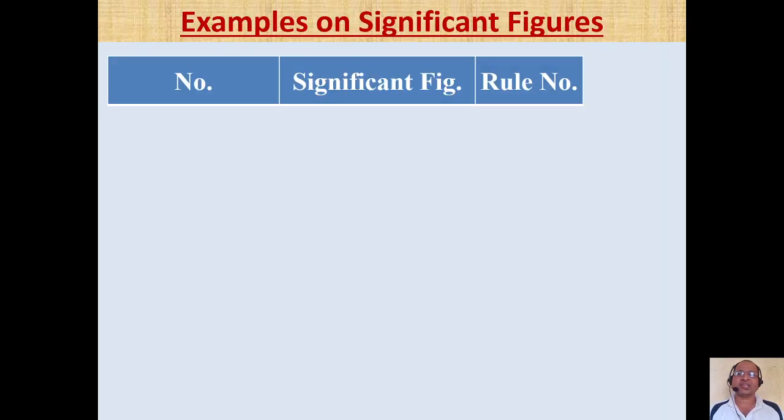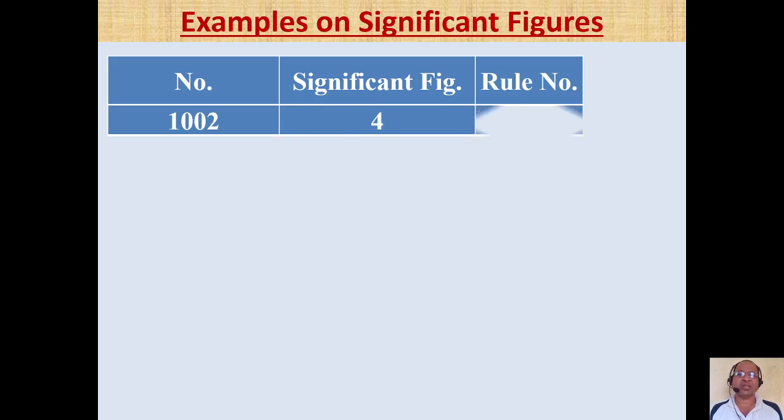Now let us have certain examples. We can find the number of significant figures from this number and find which rule is applied here. The first number is 1002. So this number is without decimal. Again the 2 zeros are there, and these are in between non-zero digits 1 and 2, so it has 4 significant figures. We have used rule number 2 here, that is the zeros in between non-zero digits, these are significant.